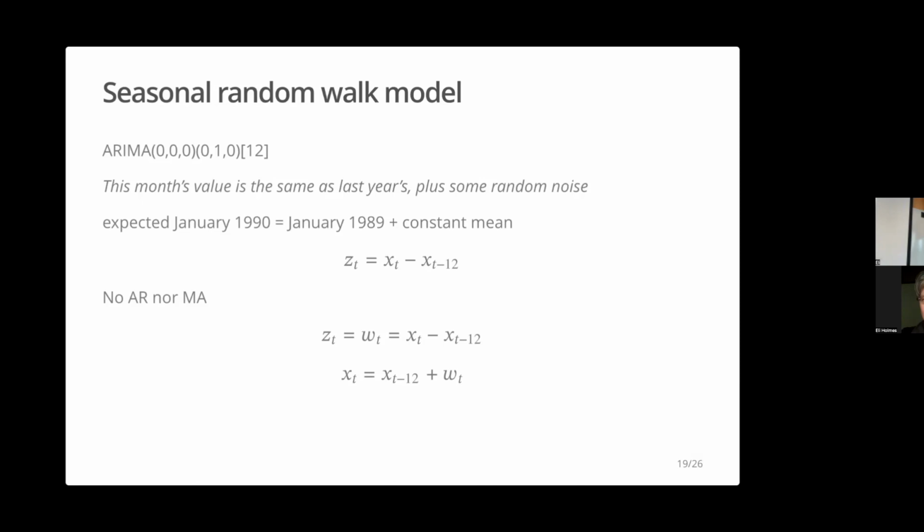And if you kind of do the math here, what it's saying is that this month, so January this year, is January last year plus some noise. That's called a seasonal random walk. So you don't care what it was in February. You just say, what was it a year ago in January? Or February, whatever month you are this month.